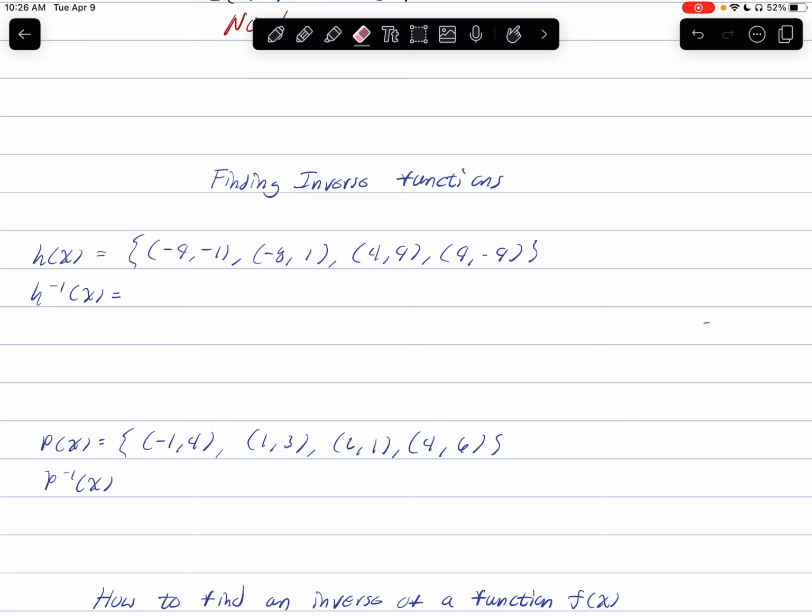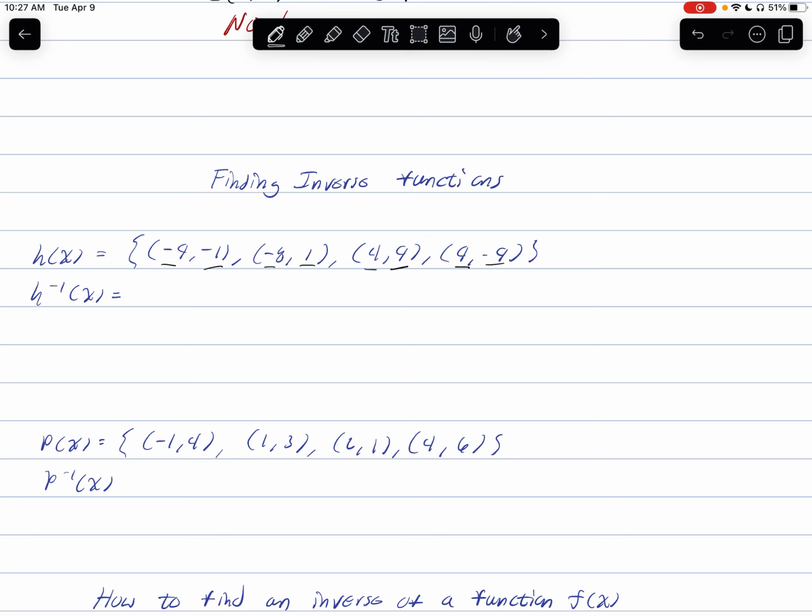In a previous video, we talked about determining whether or not two functions were inverses of each other. And now we're going to try and find explicit inverses just given an initial function. So here we have h of x is equal to the points (-9, -1), (-8, 1), (4, 9), and (9, -9). It's important to understand here that the x inputs are -9, -8, 4, and 9. And -9 has an output of -1, -8 has an output of 1, 4 has an output of 9, and 9 has an output of -9.